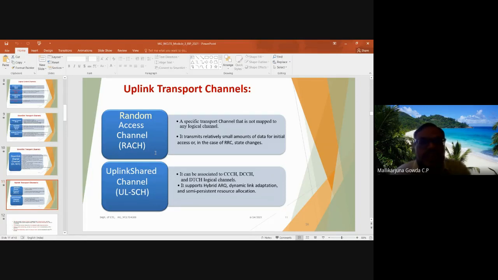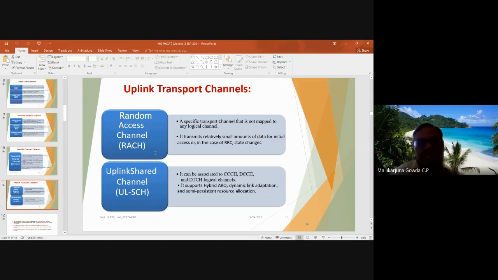is not mapped to any of the logical channels, because you might have understood so far while discussing, I used to say that each channel will be associated with some of the logical control channels, right? But this is the only one channel, the random access channel, which is not mapped to any of the logical channels.